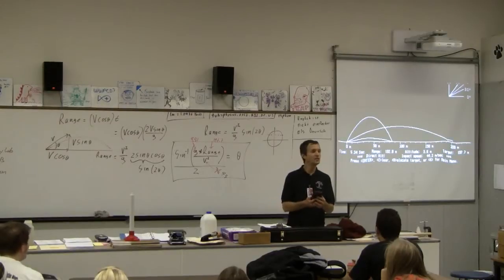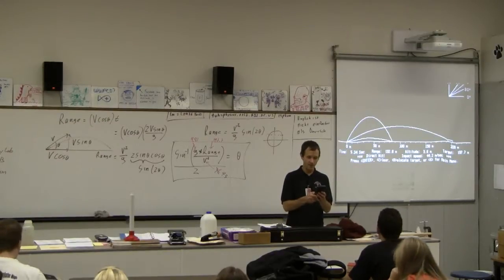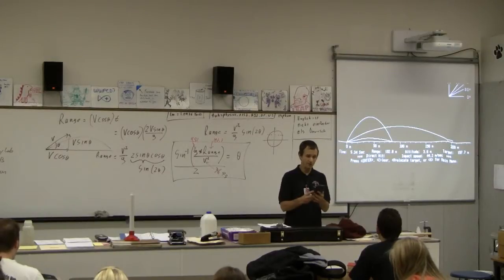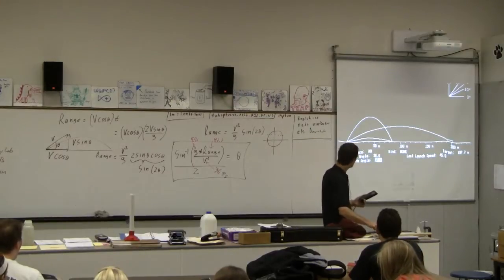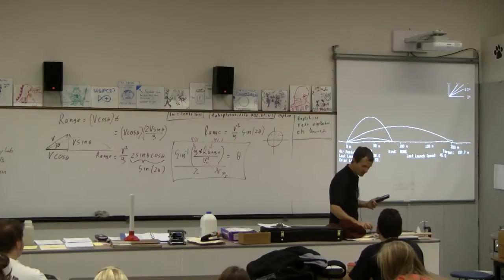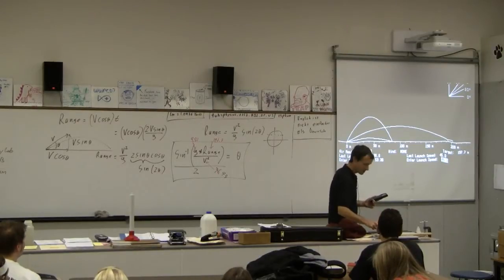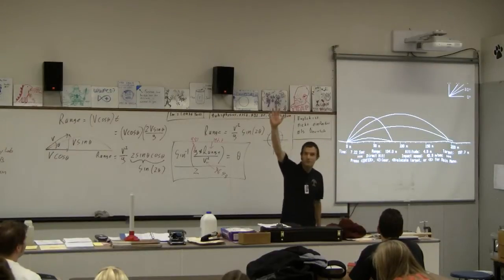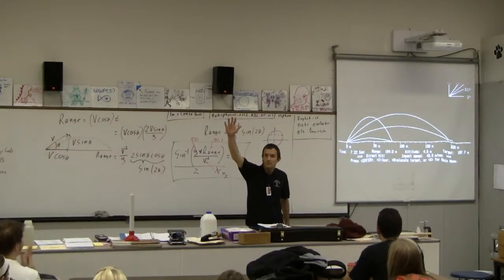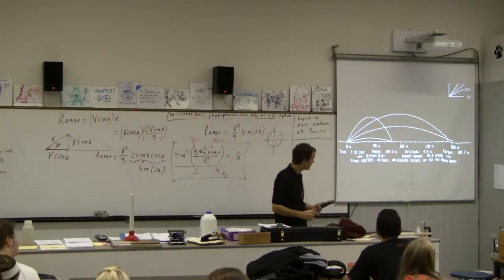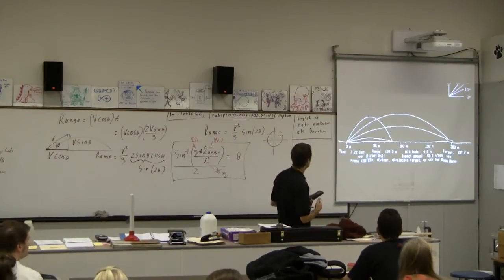Let's try a different angle. What's the other angle that we'll hit with the same velocity? 90 minus, yeah, 53.36. Launch speed. There we go. Yeah, that's good, huh?